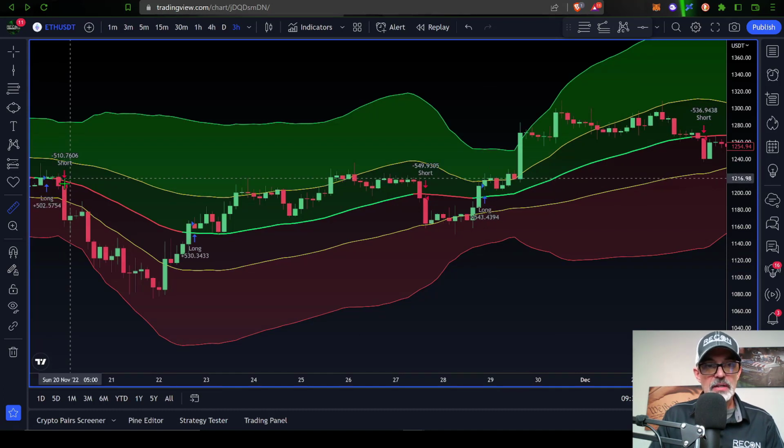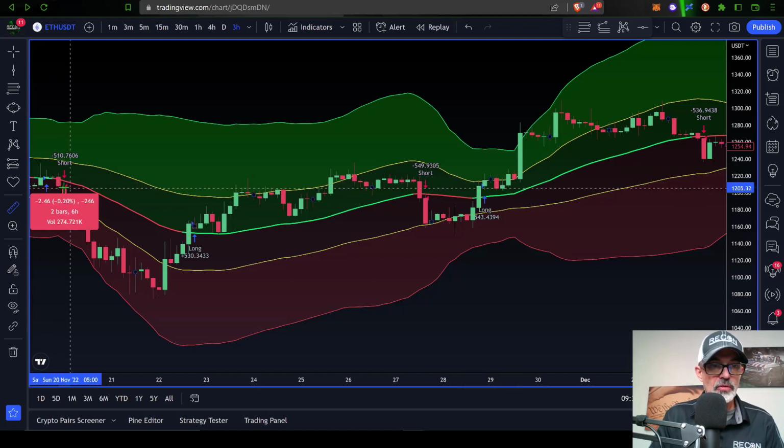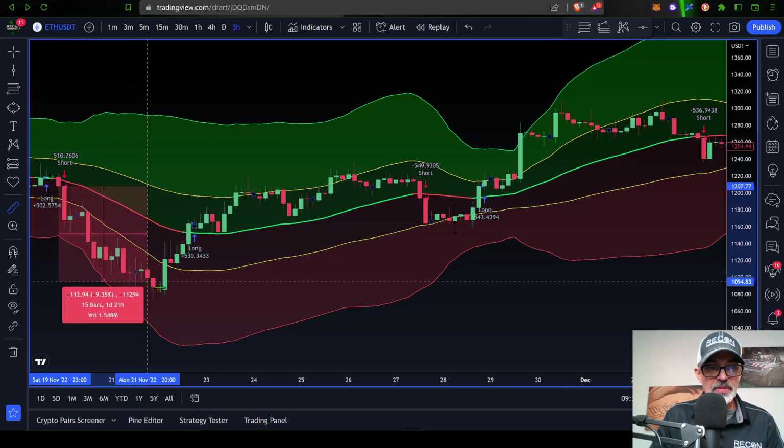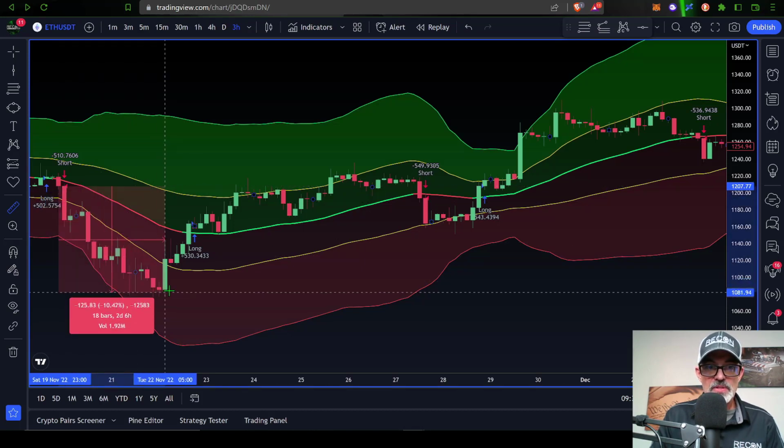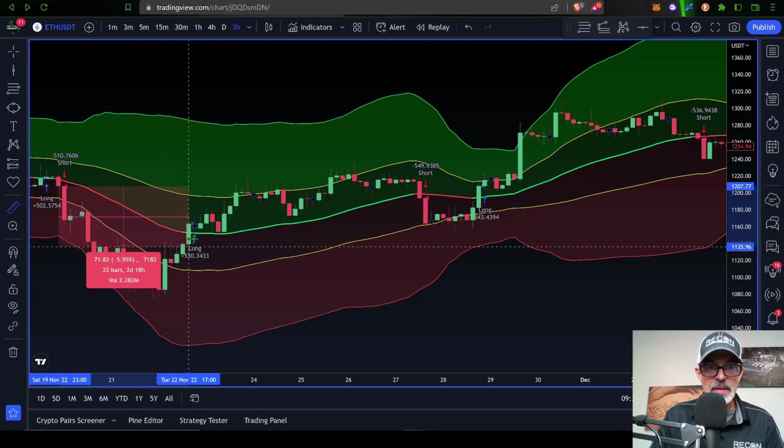Now, on the flip side, if we take a look at a short, you can see back here the price crosses down below the center line, and we enter our short right here on the close of this candle, or the open, essentially, of the next candle. And then the price dumps down here beyond around 10%, only to then eventually bounce up.